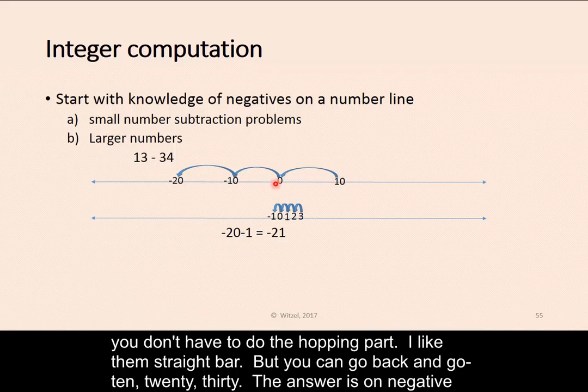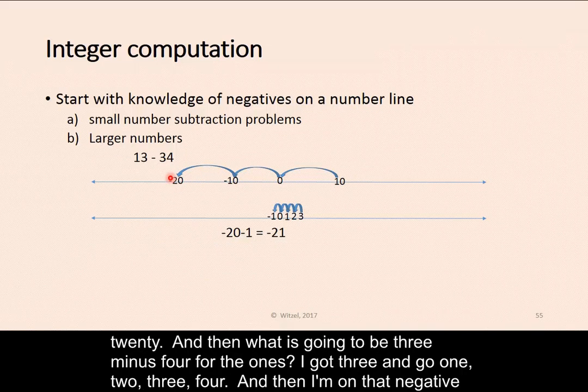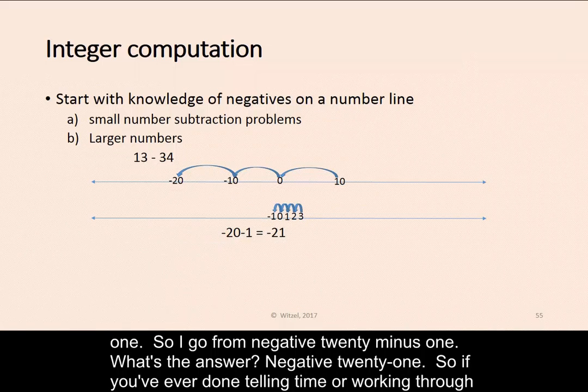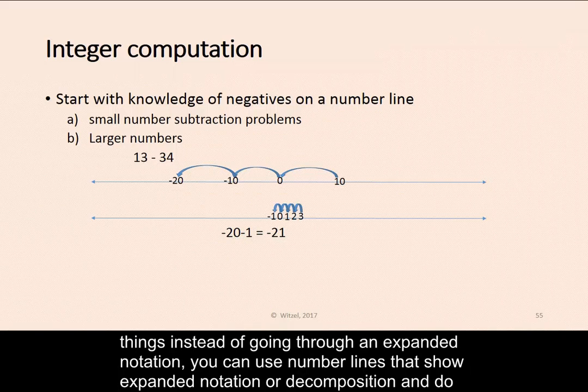And then what's going to be 3 minus 4 for the ones? I go 3, and I go 1, 2, 3, 4. And I know that's negative 1. So I go from negative 20 minus 1. What's the answer? Negative 21. So if you've ever done telling time or working through things, instead of going through an expanded notation, you can use number lines to show expanded notation or decomposition and do them on separate number lines per place value.